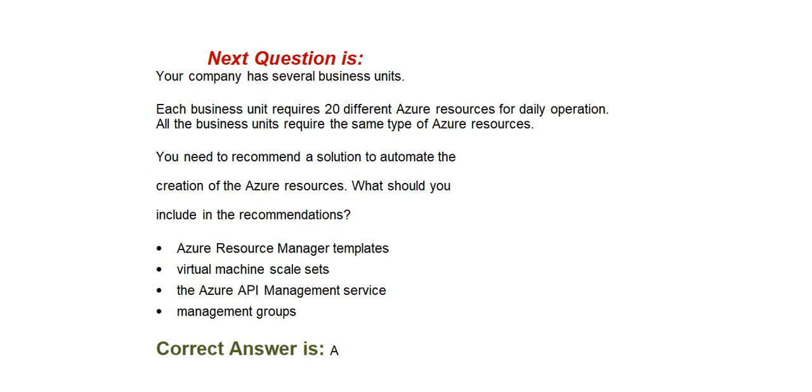Next question is, your company has several business units. Each business unit requires 20 different Azure resources for daily operation. All the business units require the same type of Azure resources. You need to recommend a solution to automate the creation of the Azure resources. What should you include in the recommendations? Option A, Azure Resource Manager Templates. Option B, Virtual Machine Scale Sets. Option C, the Azure API Management Service. Option D, Management Groups. Correct answer is option A, Azure Resource Manager Templates.